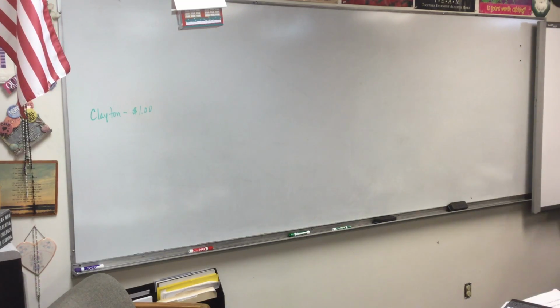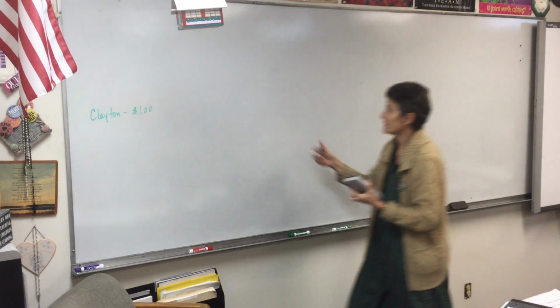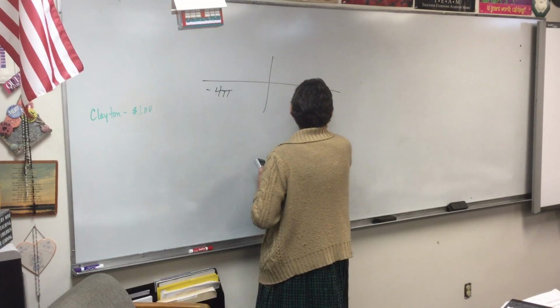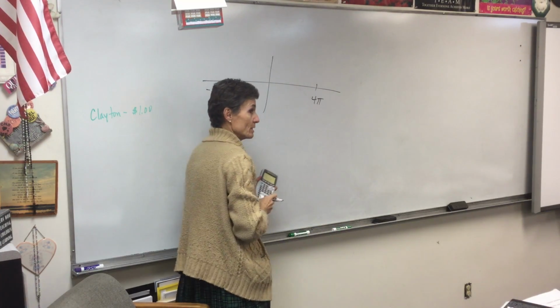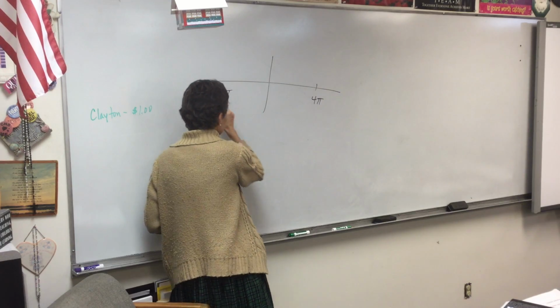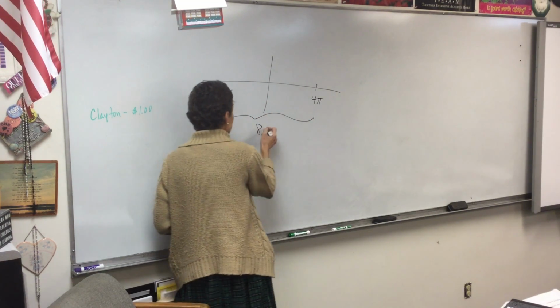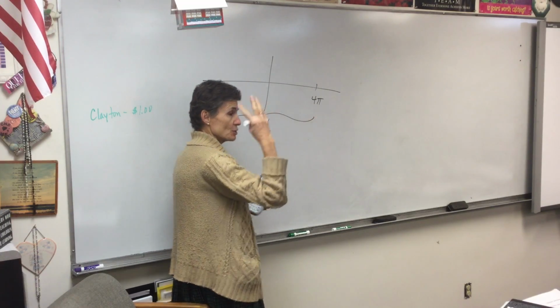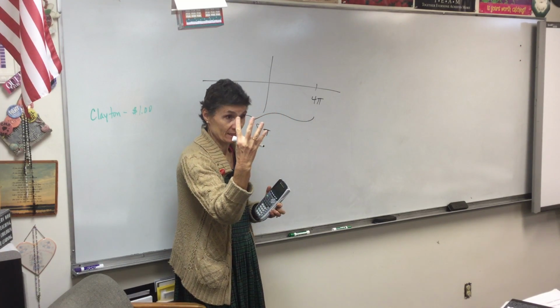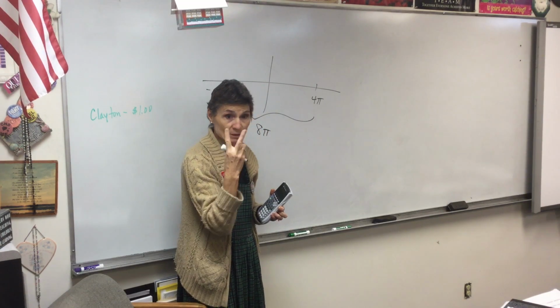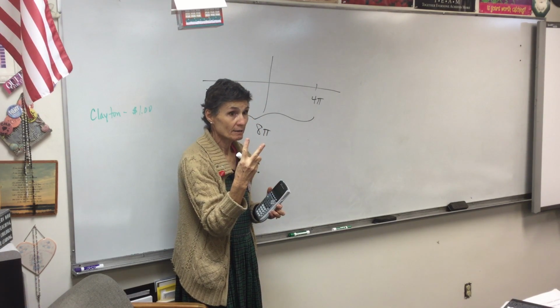Think about it. We're going from negative 4 pi to positive 4 pi. That's how we have our windows set up. And what's that total distance? What is that? 8 pi's. So in 8 pi's, you saw 4 hills and 4 valleys, right? So does it make sense that 1 hill and 1 valley would be 2 pi?